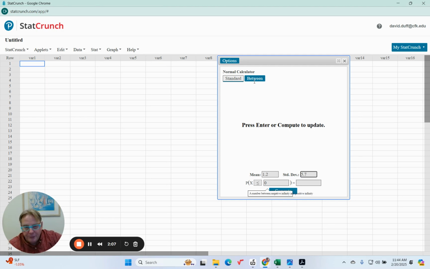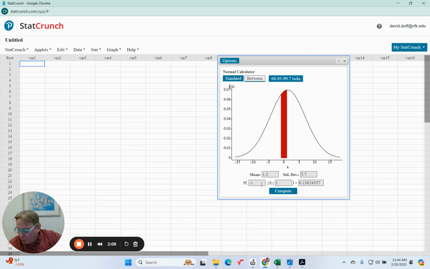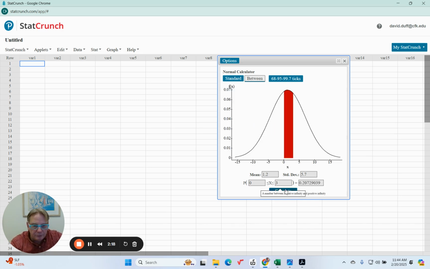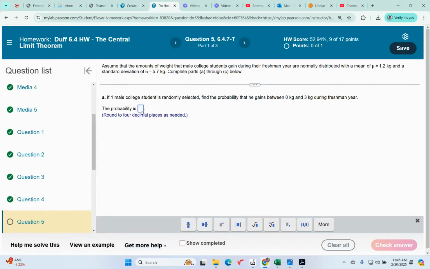So now we want to hit the between button, right? And we're looking for the values to be between 0 and 3. And we'll hit compute. And so, with a mean of 1.2 and a standard deviation of 5.7, the probability that a single student will gain between 0 and 3 kilograms is 0.2073.